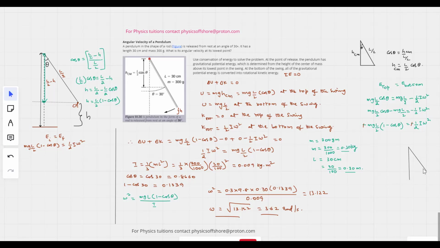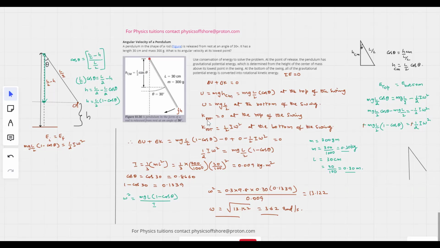When the pendulum is at its extreme position, it has only gravitational potential energy. When it is at the equilibrium position or the lowest position, it has rotational kinetic energy. Now the question is to find the angular velocity. To find it, we have to equate the energies. The total energy of the system is conserved. Therefore, the gravitational potential energy at the extreme position is equal to the rotational kinetic energy at the lowest point.